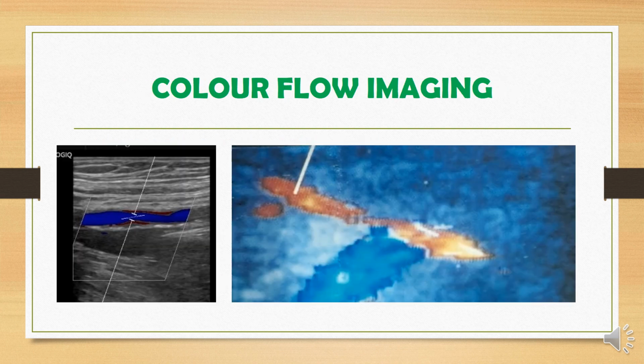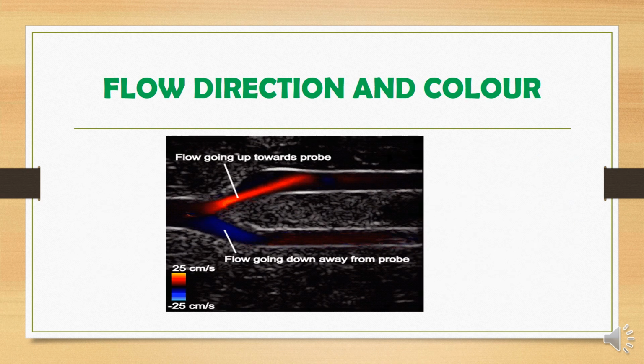So when you start the examination, there is a key on your machine which is called CFI or color flow imaging. So when you put it on, a box appears in your field of view which should cover the vessel which has to be examined, and the size of the box should be optimum. It should not be very big or very small. So when you put on the color flow imaging, the box will appear and the vessel will start showing different colors.